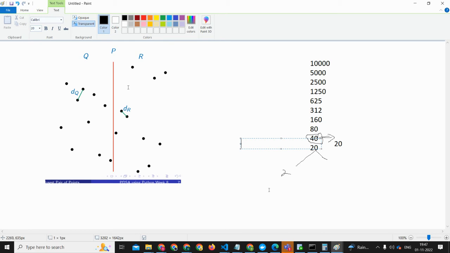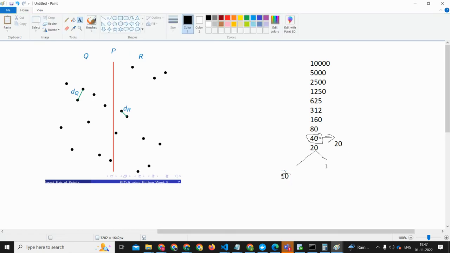Okay, so the 20 points is being split into how much? 10 and 10. So look at this: on the left hand side you have 10 points, right hand side you have 10 points. And for these 10 points, you're still recursively computing what is going to be the minimum distance.